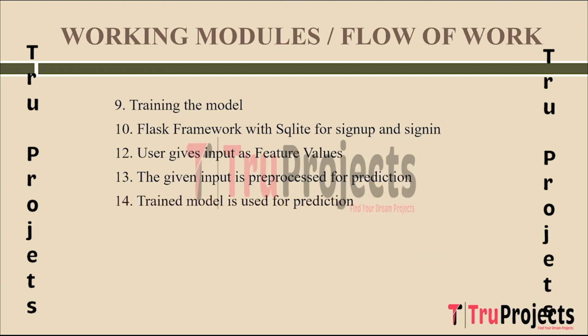Trained model is used for prediction. Once the user input is pre-processed, the trained machine learning model is employed to predict whether the input corresponds to benign or malicious network traffic. The model utilizes its learned patterns and relationships to make this prediction based on the provided input.